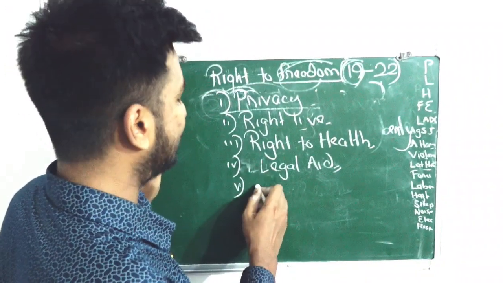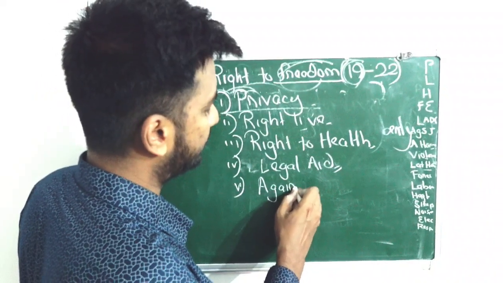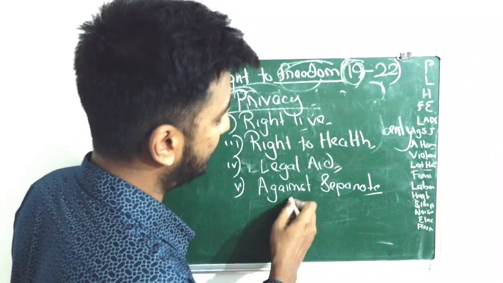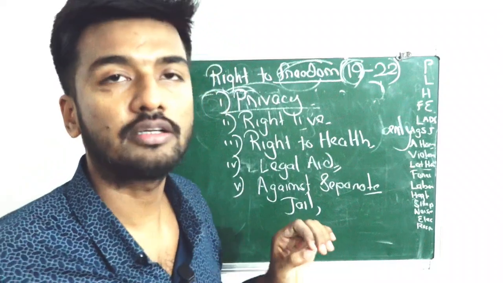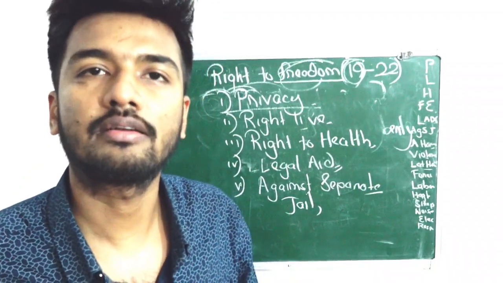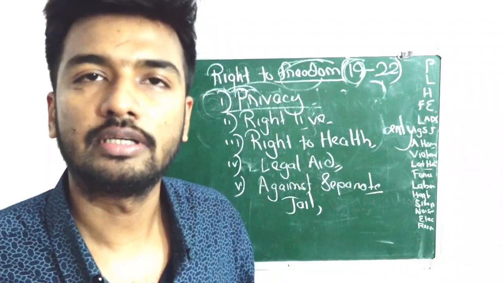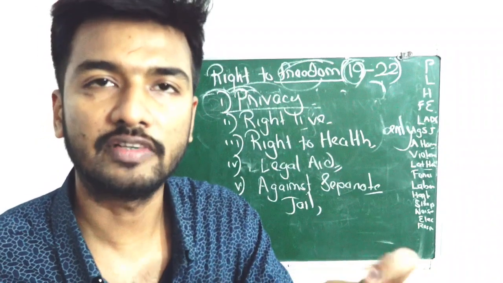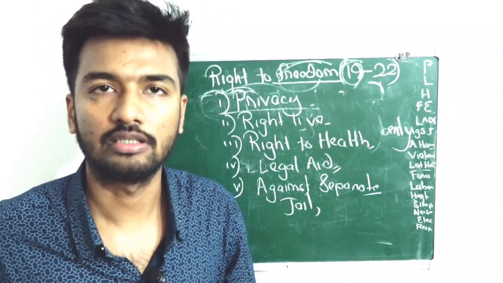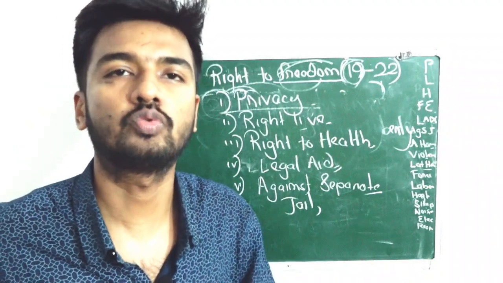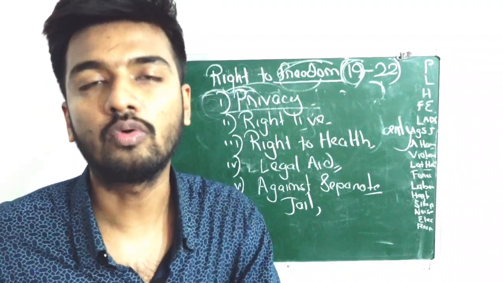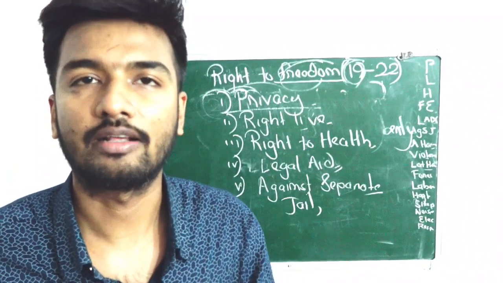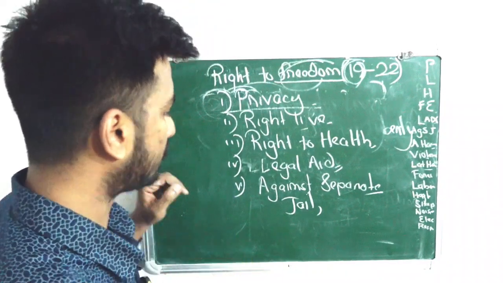Number fifth is against separate jail. What does it mean? It means that it doesn't matter if you are a billionaire or a celebrity. You should remain at a particular jail where other convicted individuals are staying. You will not get a VIP suite or VIP jail because you are a billionaire or some sort of celebrity. You have to remain in common jail chambers.